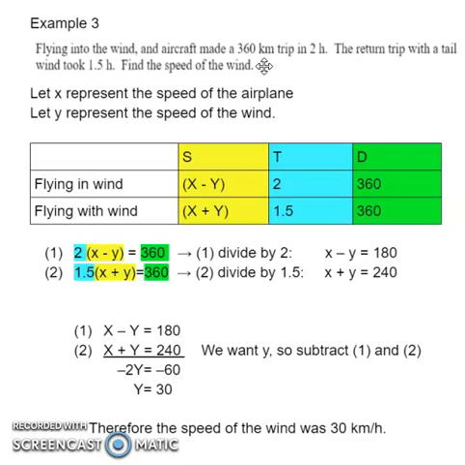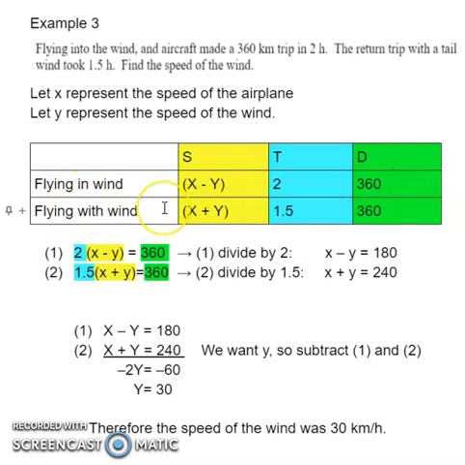Now, to visualize this problem, you need to do two things. First, you need to know that x represents the speed of the airplane, and y represents the speed of the wind, so you have the component flying into the wind and flying with the wind. So the speed flying into the wind is x minus y. The airplane will be slowed down by going against the wind. With this, you're going 2 hours, so 2 times x minus y is equal to 360. That will be the first equation.